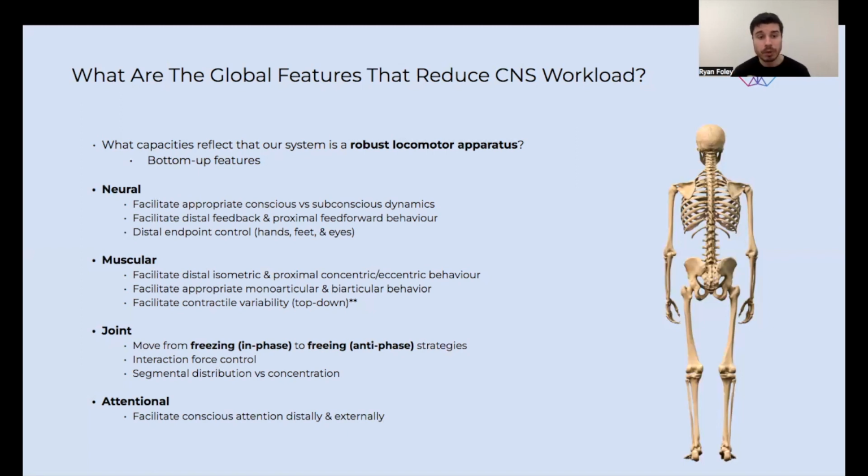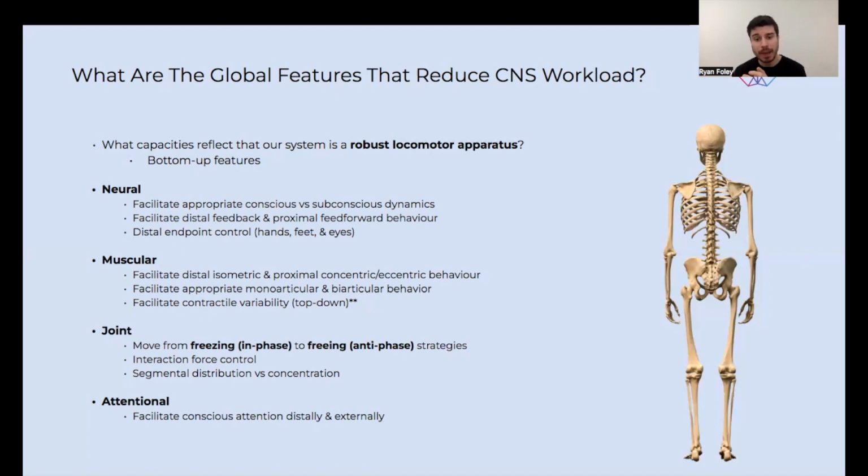Okay, so we look at the neural features first. Now, neurologically, we want to facilitate, like we see here, appropriate conscious and subconscious dynamics. Okay, where our nervous system is distributing more conscious control into the distal tissues, which will eventually be distributed into the external environments. Okay, where we're actually interacting with those external forces. Okay, and this reflects the importance of that distal feedback behavior, which is more reactive control, because the distal tissues are in more direct contact with the external forces.